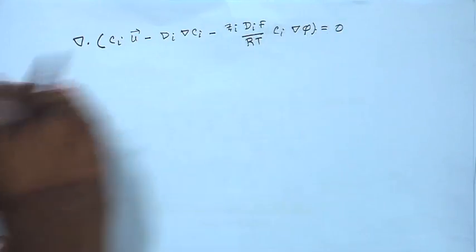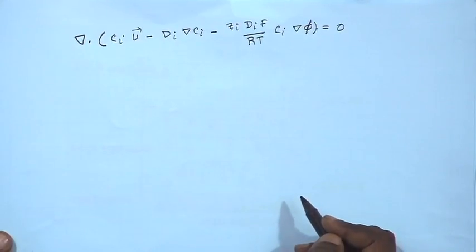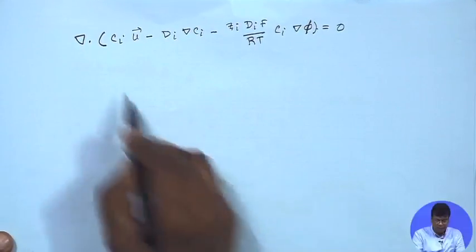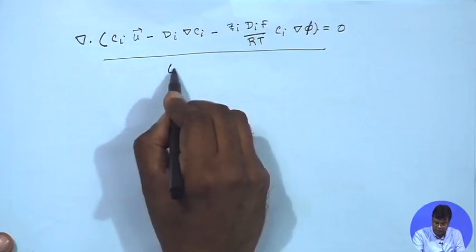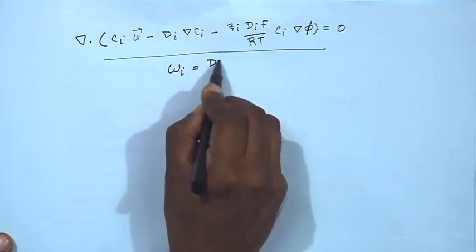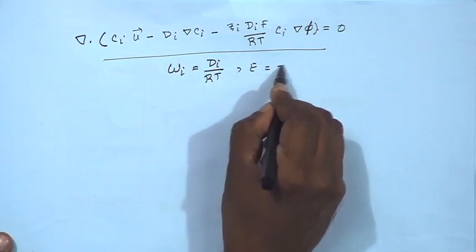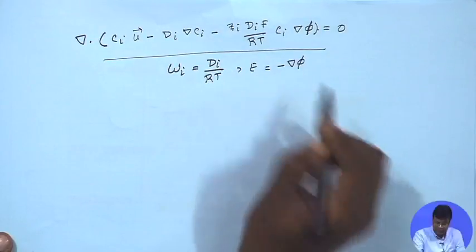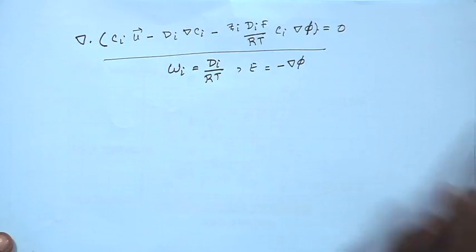Phi, which notation? I think it's the notation. So, in a steady situation, this becomes the governing equation for the ionic transport. Omega_i we have already defined as D_i by RT, and E is minus grad phi. So, basically this is what we have substituted over here.